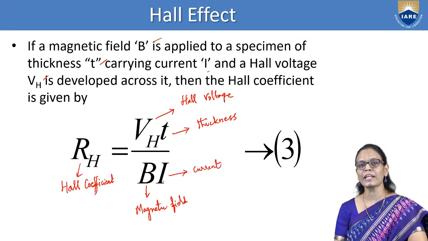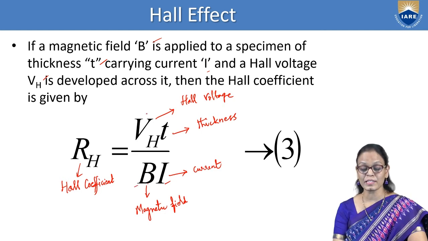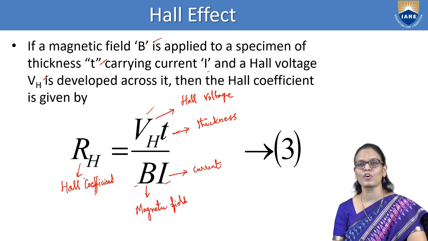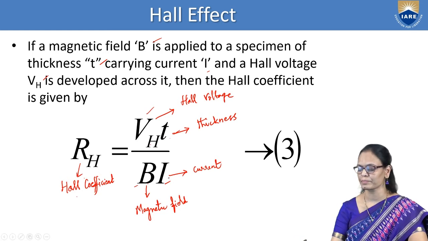So when a current carrying semiconductor is subjected to a magnetic field B, then there is a voltage that is developed across this thickness. So we have the Hall coefficient. So Hall coefficient is given by VH into T upon B into I.